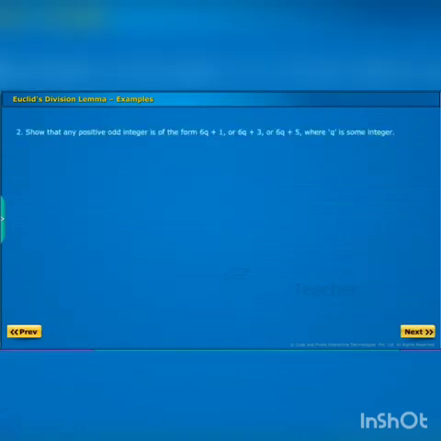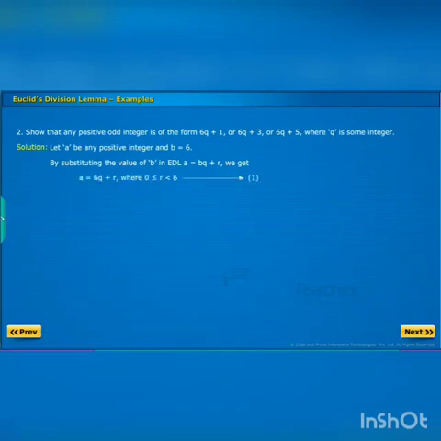Two. Show that any positive odd integer is of the form 6q + 1 or 6q + 3 or 6q + 5, where q is some integer. Solution. Let a be any positive integer and b equal to 6. By substituting the value of b in Euclid's division lemma a = bq + r, we get a = 6q + r, where 0 ≤ r < 6. Now, by substituting r equal to 0 in equation 1, we obtain a = 6q.